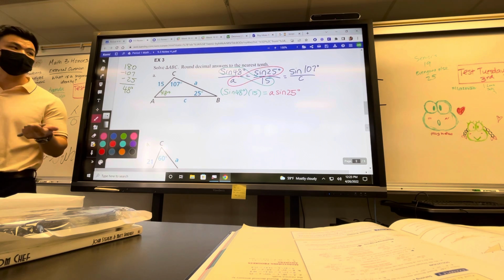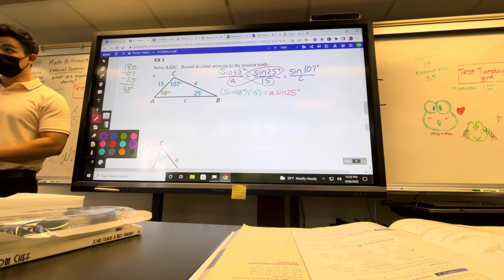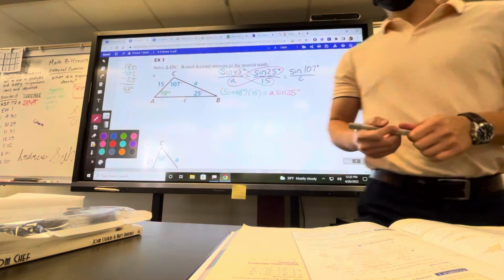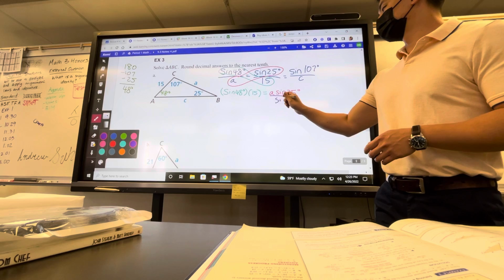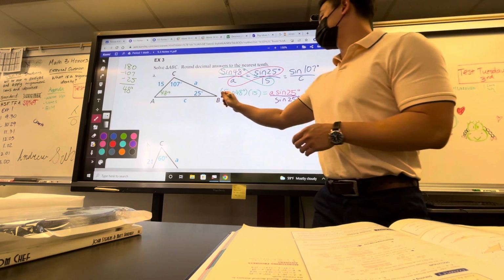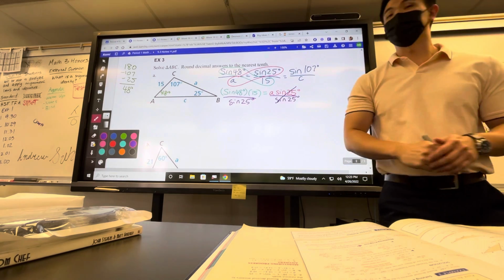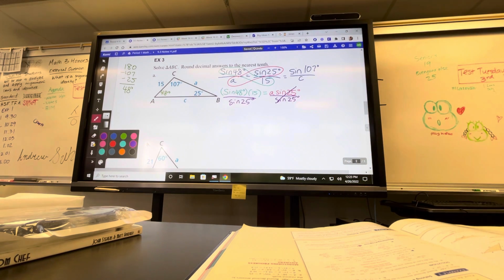So from here, how do I get my a value by itself? Divide both sides by sine 25. Yeah, divide both sides by sine 25. So if I divide this by sine 25 and divide this by sine 25, then these are going to cancel out and we can use our calculator for the rest. So as you can see, we really haven't done much math, it's mostly just moving the equation around. Questions on this so far? Not bad, right? Cool.